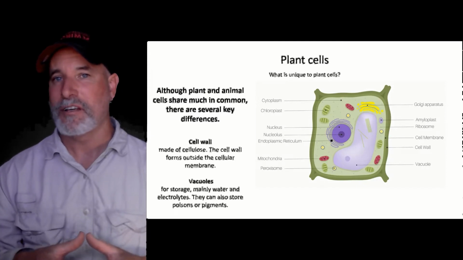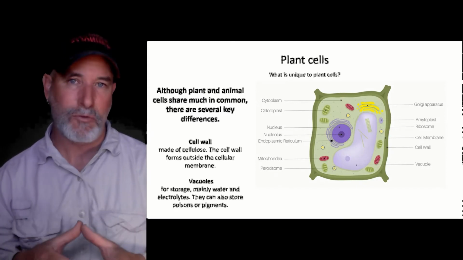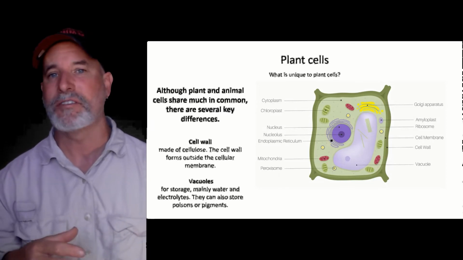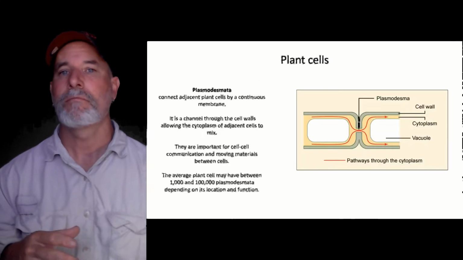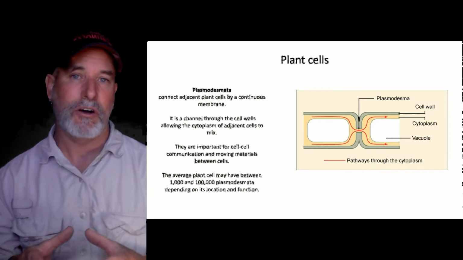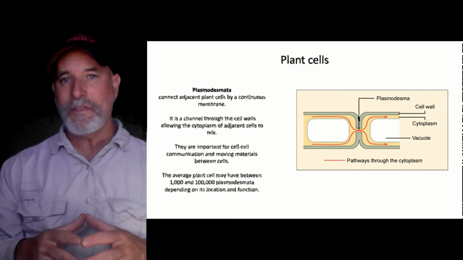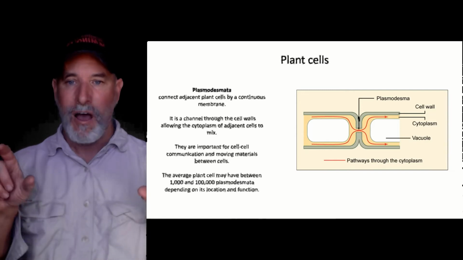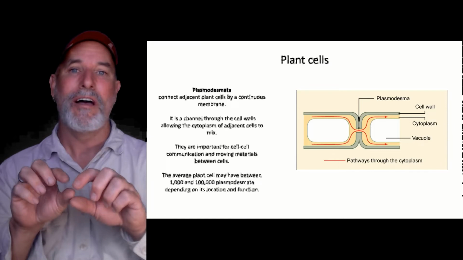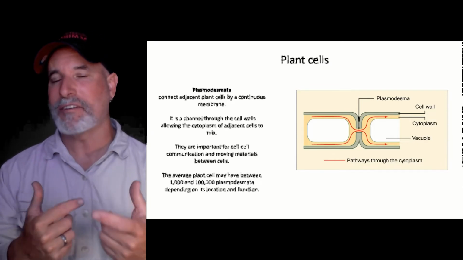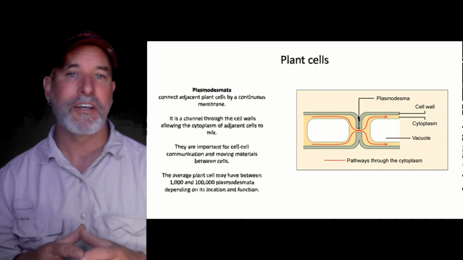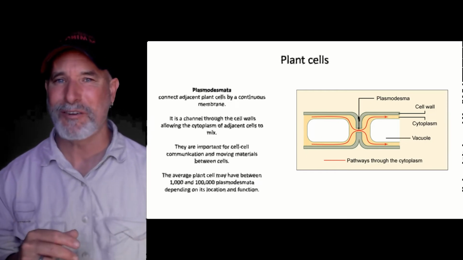Also inside of these cells is something called a vacuole. This is an organelle that stores water and minerals and other metabolites for the plant. Now, adjacent plant cells have a structure called plasmodesmata. This is a continuation of the cellular membrane that goes through the cell wall, and that allows the cytoplasm between adjacent cells to mix. That way water can get through, minerals can get through, and chemical signals can get through.